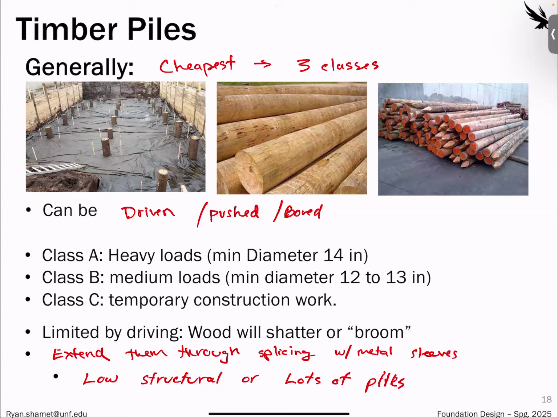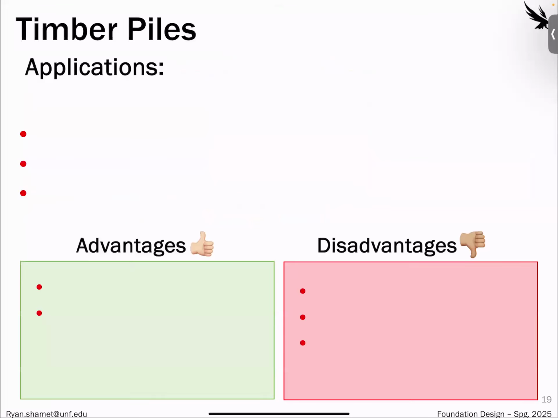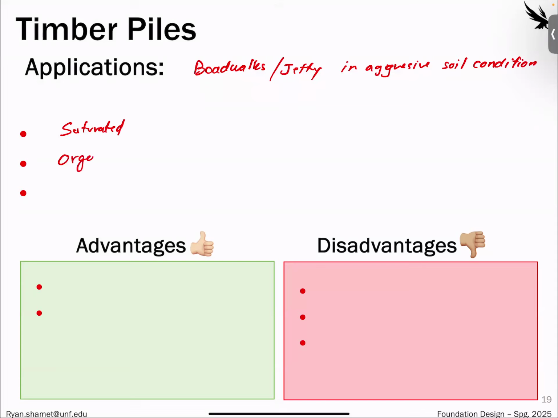All right, applications. Boardwalks, jetties, especially in aggressive soil conditions. Anything temporary too, you might use this. So examples might be heavily saturated or even underwater, saturated conditions, organic, marine. And again, it's the cheapest of them all.